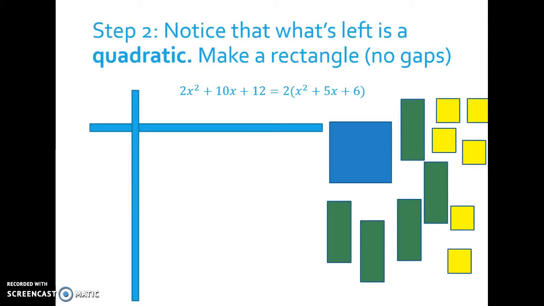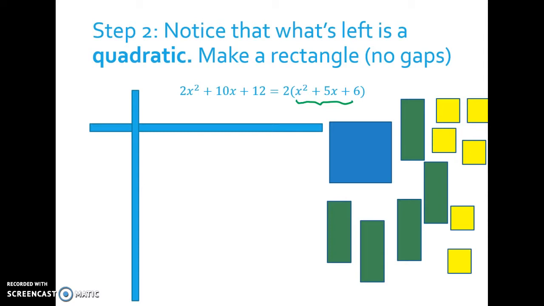Okay. After you've factored out the GCF, you look at what's left inside of the parentheses. What's left is called a quadratic. It's called a quadratic because it has an x squared term as its biggest exponent of x. X to the second is the biggest exponent of x. It's a polynomial that has a degree of 2. Its leading term has an x squared in it. And that quadratic is something that you can factor using your algebra tiles.